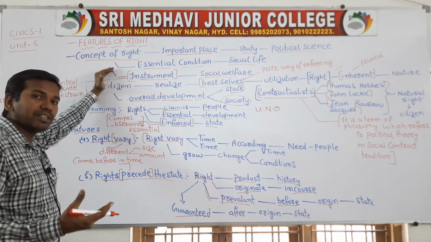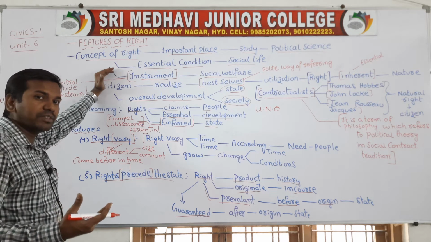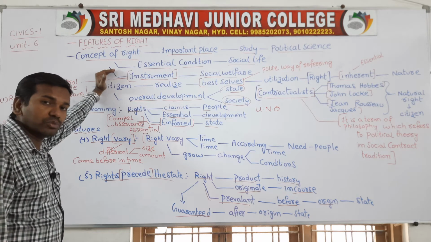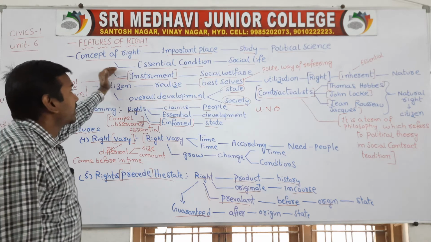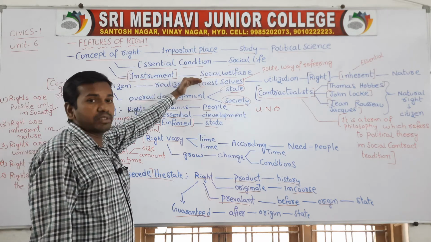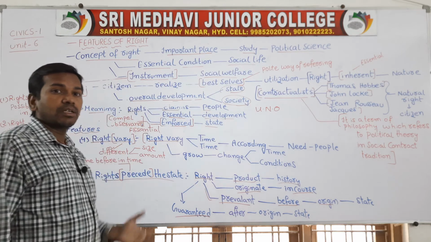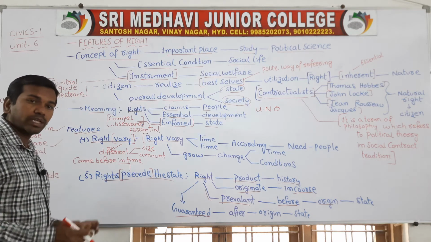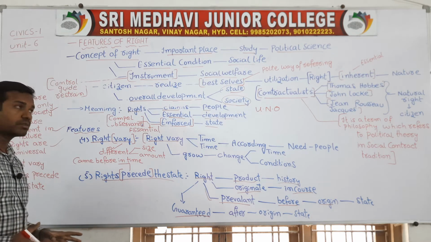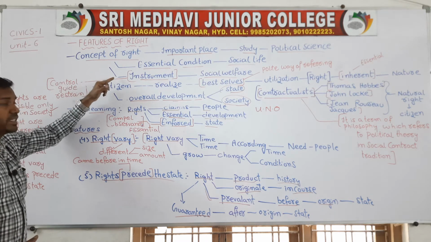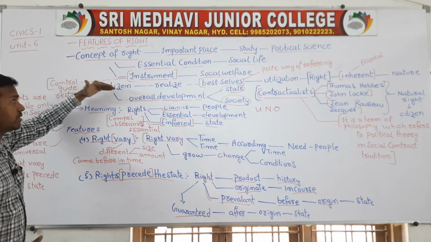Whenever citizens get rights, only then can they develop and lead a better life in society. Rights are nothing but instruments of social welfare, in the sense that they are very important to control, organize, and guide according to social welfare.